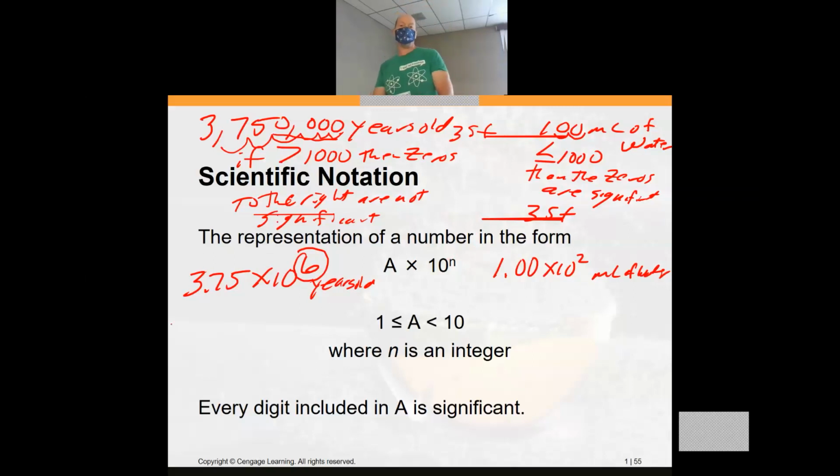Whenever you're converting to scientific notation, do not change the number of sig figs. If you had 3 sig figs, you convert it, you have 3 sig figs. Never change the number of sig figs when converting into and out of scientific notation.